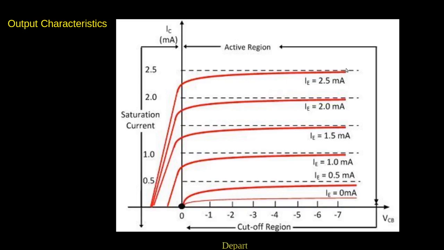So some following points are to be considered, that is the active region of the collector base junction. Why does this happen? The collector base junction, if it goes into reverse bias, only then does it work in the active region. The collector current IC is almost equal to the emitter current.